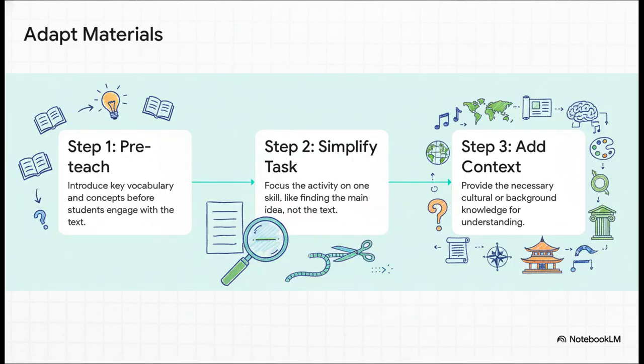Now, of course, authentic materials can feel a bit intimidating for students, so here's a super simple three-step framework to make them work. First, pull out the trickiest vocabulary and pre-teach it. Second, and this one is so important, simplify the task, not the text. Don't dumb down the article. Instead, just ask students to find the main idea. And finally, fill them in on any cultural bits and pieces they might be missing to get the full picture.